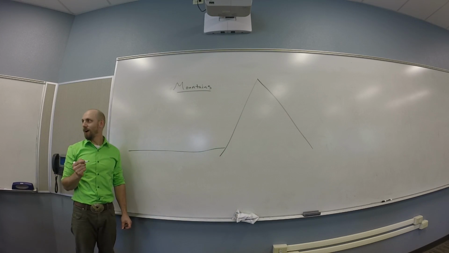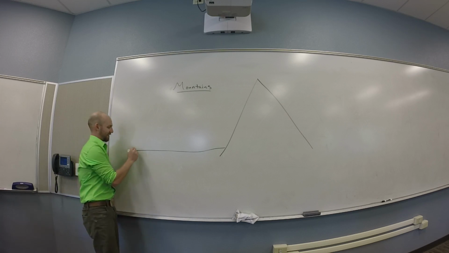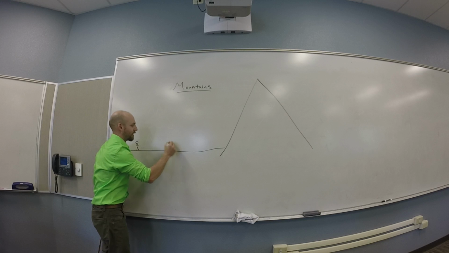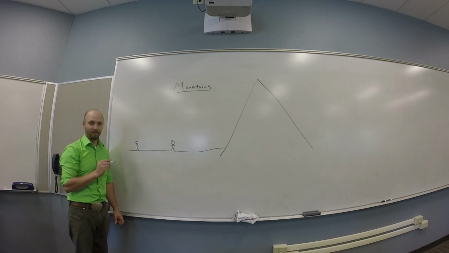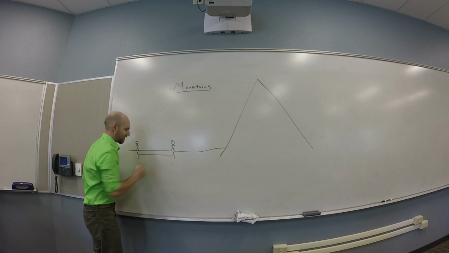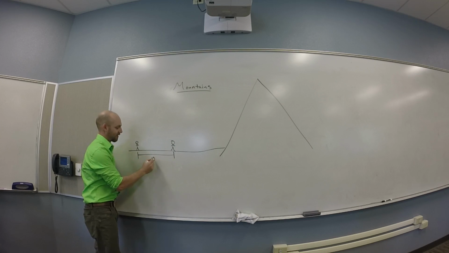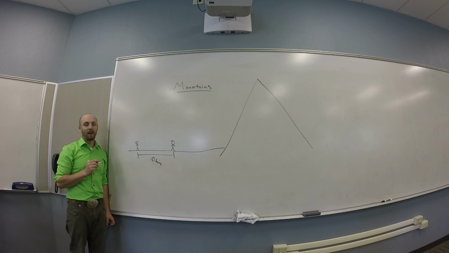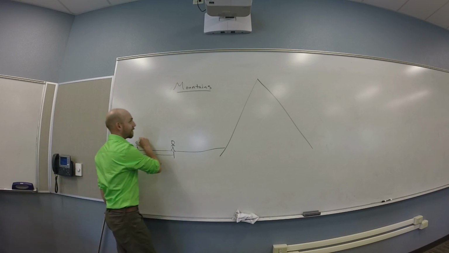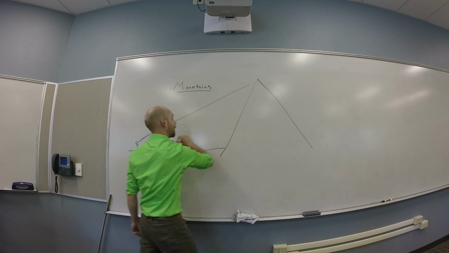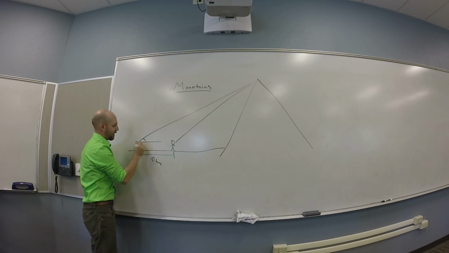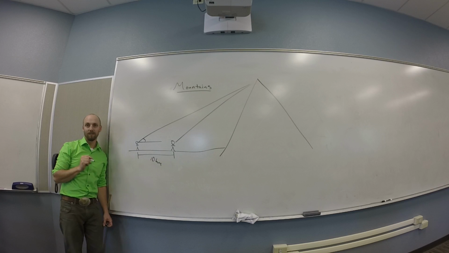I would like to know how high above the plain the mountain is. So I'm going to have two people go out and stand in the plain a ways apart. For kicks, let's say they're 10 kilometers apart. And then I'm going to have them look up at the mountain and get an angle off level.